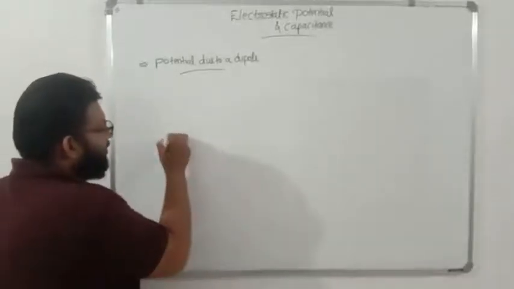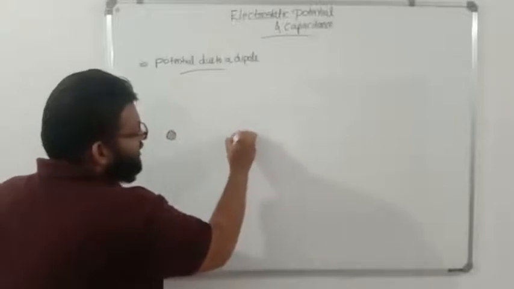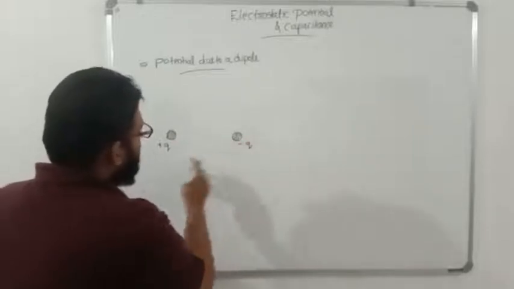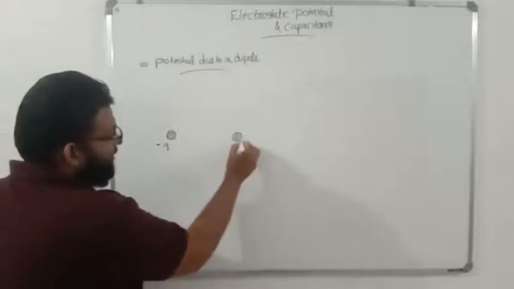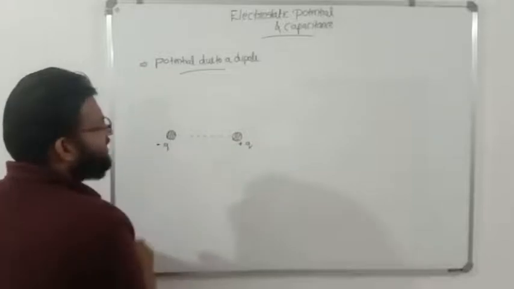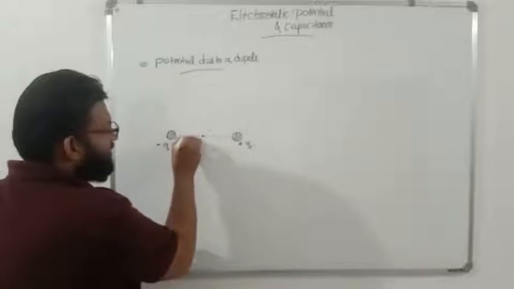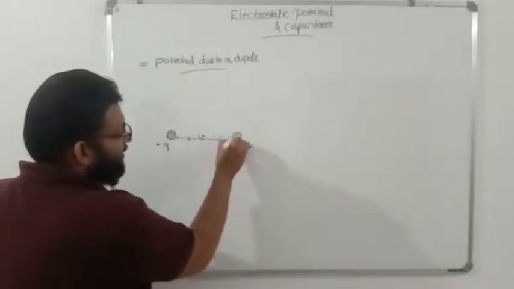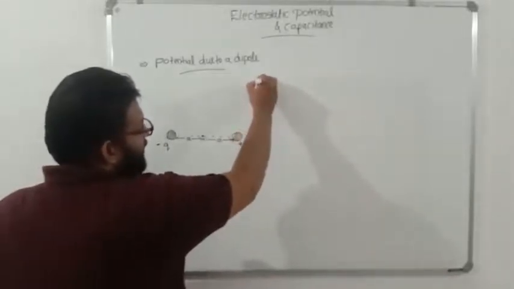What is a dipole? A dipole is nothing but two charges of equal magnitude but opposite polarity. This is a dipole. There is a plus q, there is a minus q. They are separated by a very small distance. This is what we call a dipole. If this is the midpoint of the dipole, then this distance is given as a, small a, and the other distance is also small a. Now we will select a point over here.